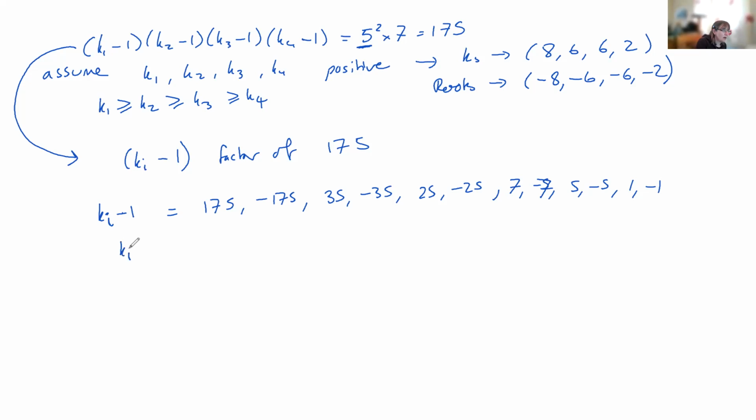That means that your ki's, this is ki minus 1, your ki's could be 176. We've actually already discounted that one. It could be minus 174. So remember that we're adding 1. Could be 36. Could be minus 34. It could be 26.